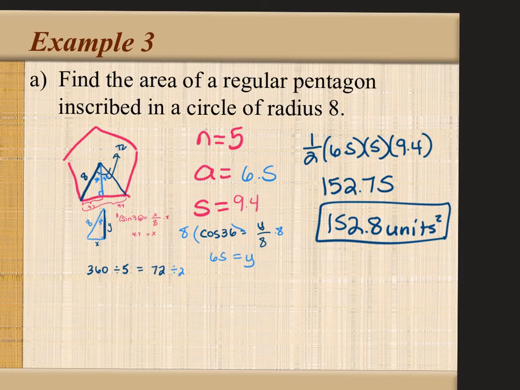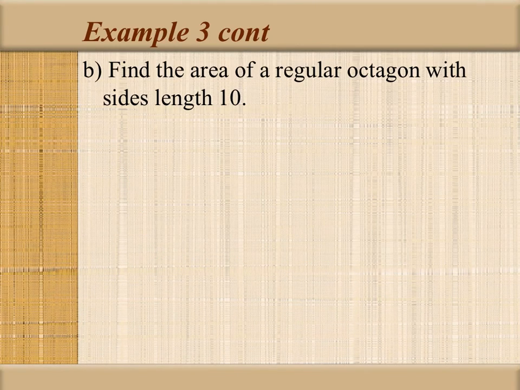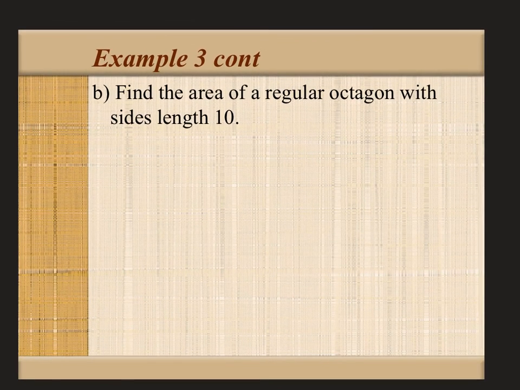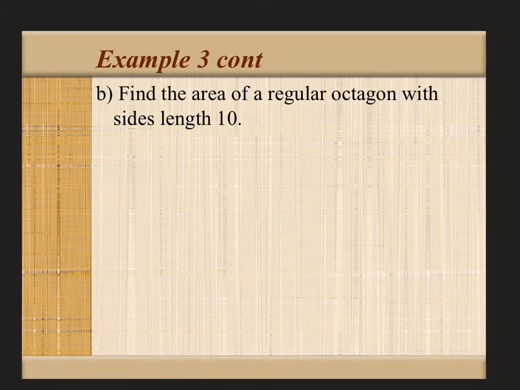Questions? Find the area of a regular octagon with side lengths 10. I was getting prepared for the octagon. An octagon has how many sides? 8. Side length is actually given to us this time. It's S. What I don't know is my apothem.